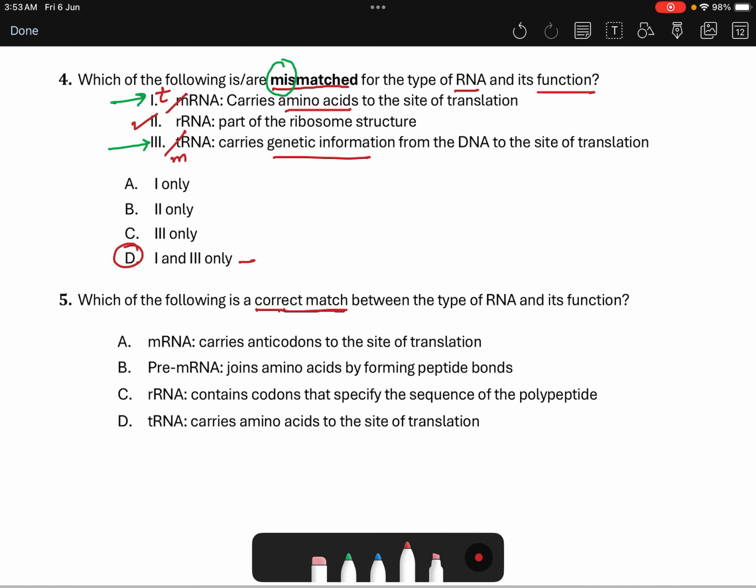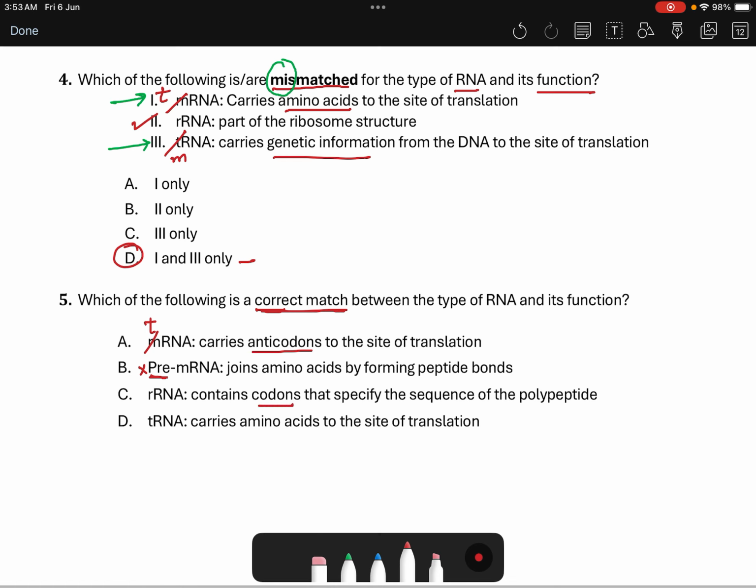Okay, now here we need to see the correct match. So it means there are 3 mistakes. Okay, mRNA carries anticodons. No, this is tRNA. Pre-mRNA joins. We will talk about what is pre-RNA and what is pre-mRNA and what is mRNA in the coming KPIs. Pre-mRNA joins amino acids by forming peptide bonds. No, this is basically the mRNA and tRNA role.